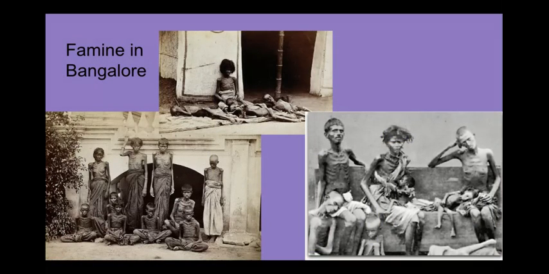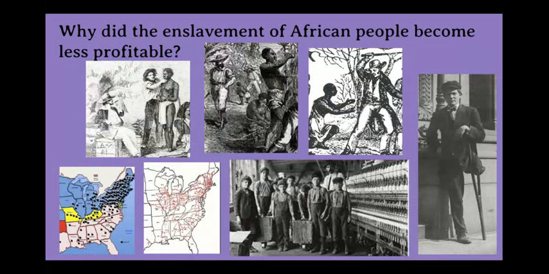Here we go. This is the famine in Bangalore in the 1870s. The British blamed the Indian people for their own starvation, even while continuing to demand that the people of India export and sell their food crops to Britain. Clicking away, and now you can open your eyes again if you close them.